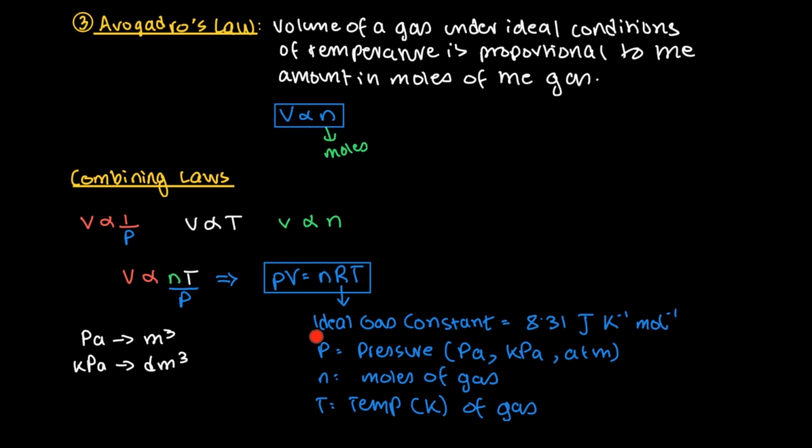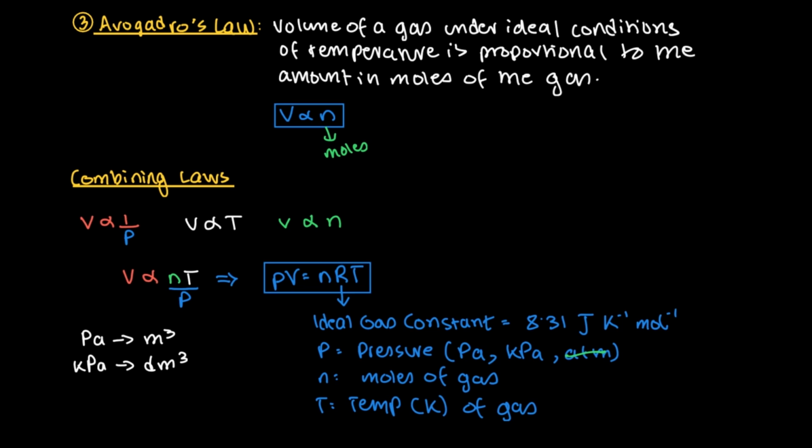Again, the value is going to be constant and it's going to be stated in the data booklet, so you don't have to learn it. P refers to pressure. Pressure can be in pascals, kilopascals, and atm, but usually in our syllabus, they don't really give questions related to atm. But one thing that you need to know is that 1 atm equals 1 times 10 to the power 5 pascals. And n refers to the number of moles of gas that you have. T is the temperature in Kelvin of the gas.